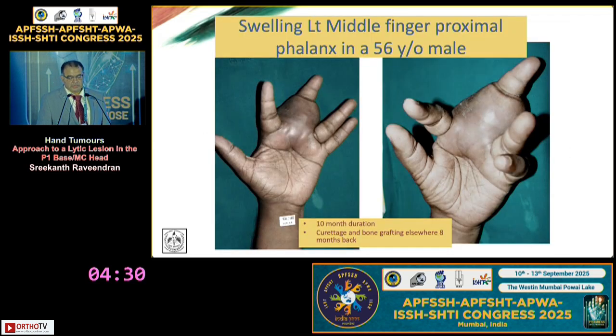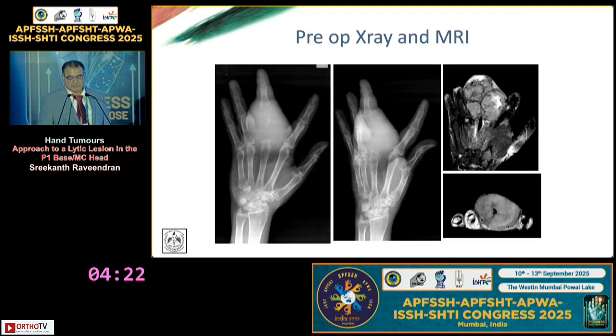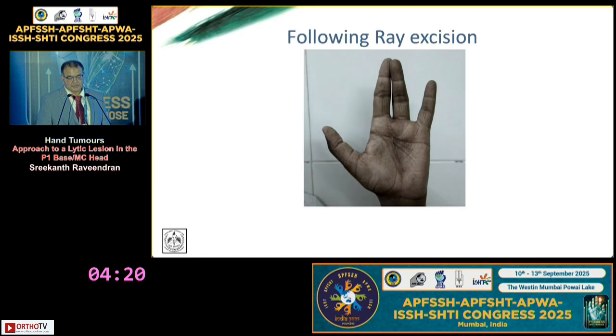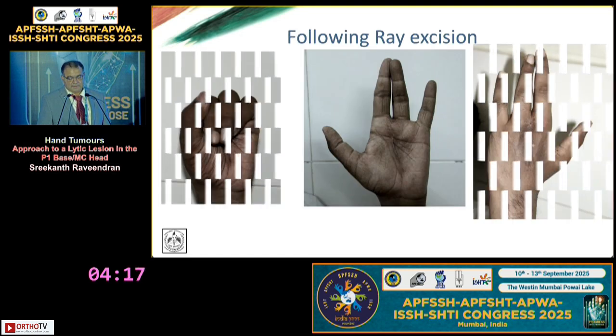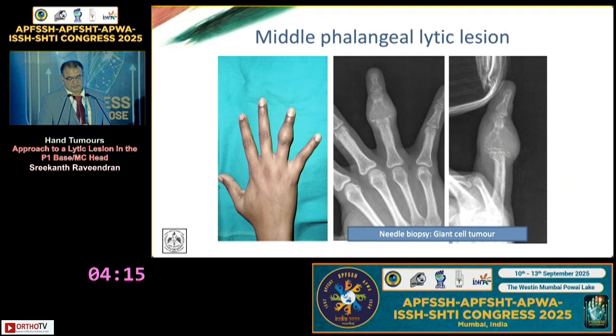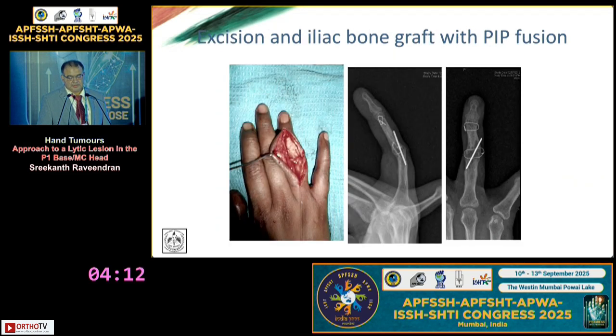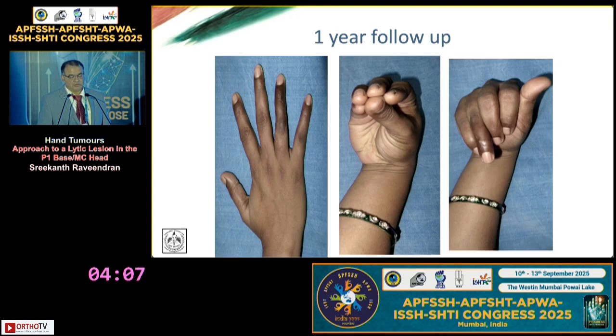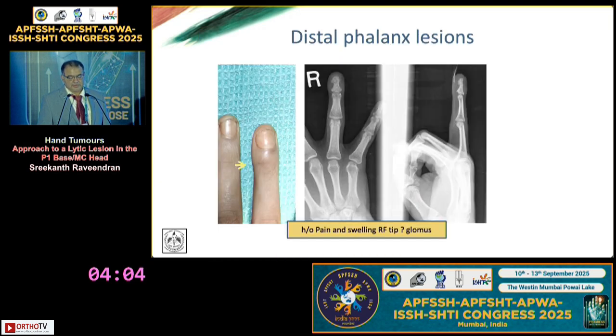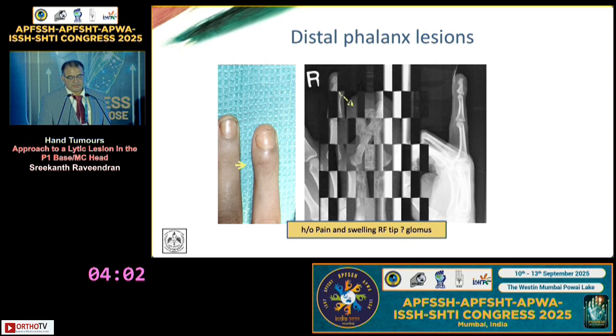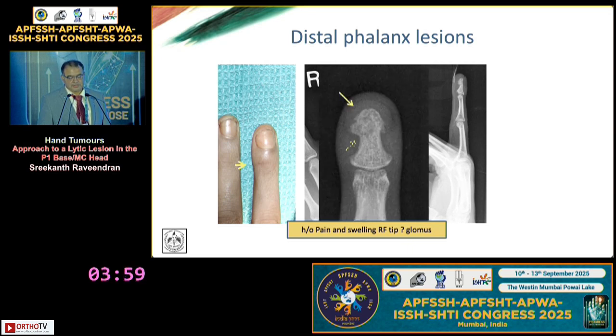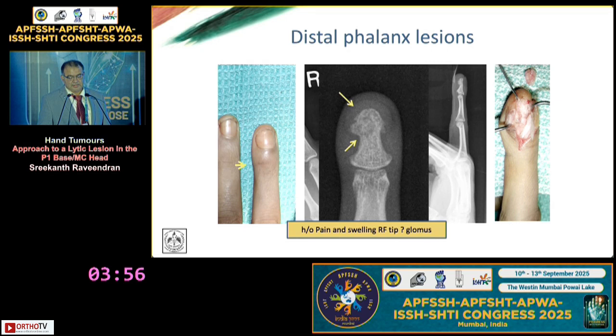Another very huge swelling on the proximal phalanx of the middle finger, of 10 months duration. That is the MRI. You can see the sinister appearance, treated with ray excision, and that's the follow-up. Another lesion on the middle phalanx, a GCT, was treated with iliac crest bone grafting, and that's a 1-year follow-up. Distal phalanx is funny. It looked like a glomus in the initial stage, but on close inspection it was an osteoid osteoma, excised, and the result was osteoid osteoma.